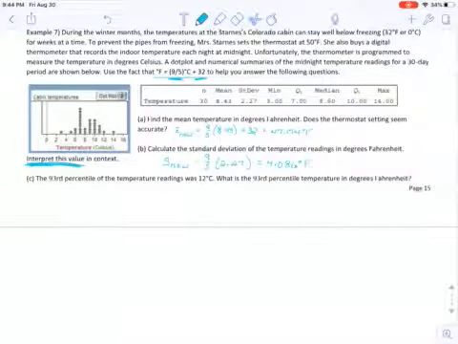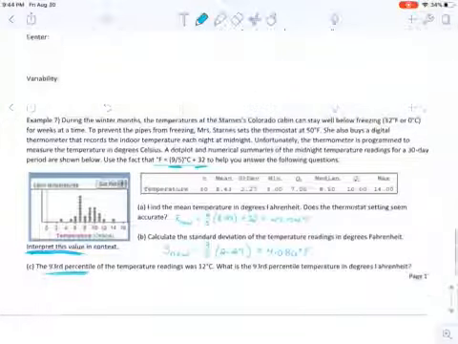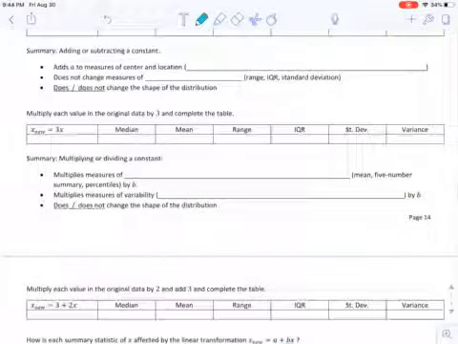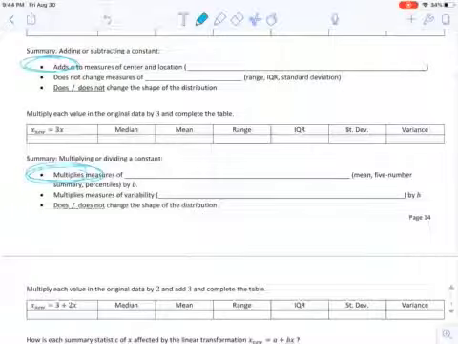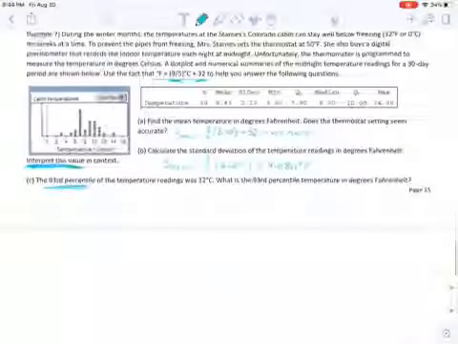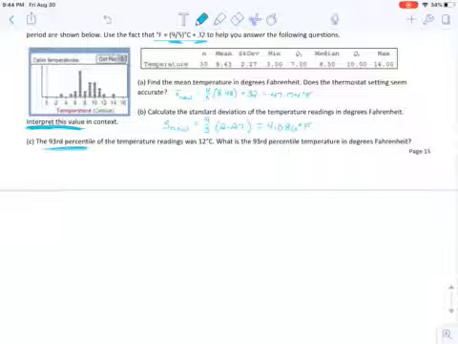The 93rd percentile of the temperature readings is 12 degrees Celsius. I want the 93rd percentile temperature in degrees Fahrenheit. Now, percentiles are measures of position, meaning this is the spot where 93% fall below. And we had said that measures of center and location will be affected by adding. We also said here that multiplying, or dividing, affects measures of position, so measures of location. So think of it kind of like the median. Median's a location, it's also a center, but it's saying here's where 50% is below.